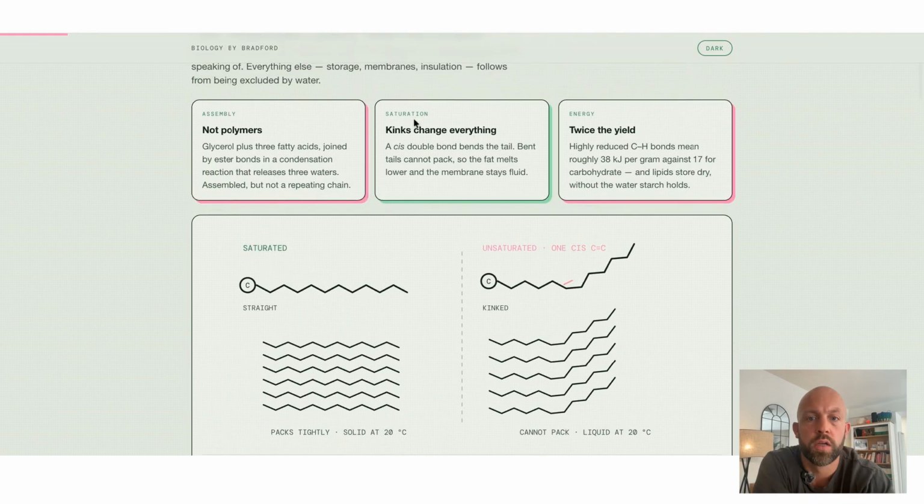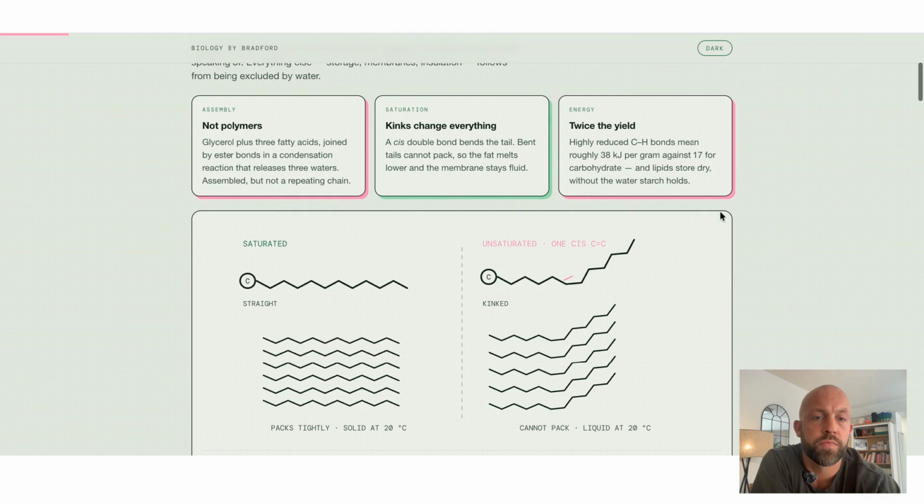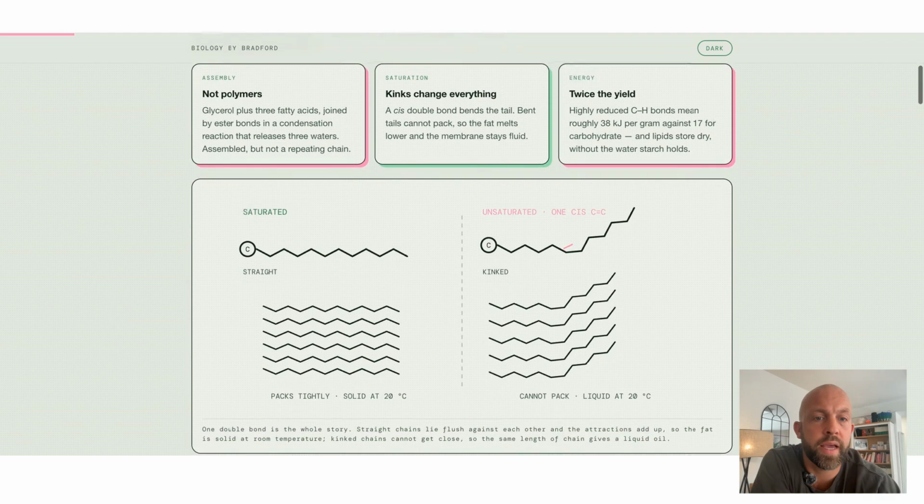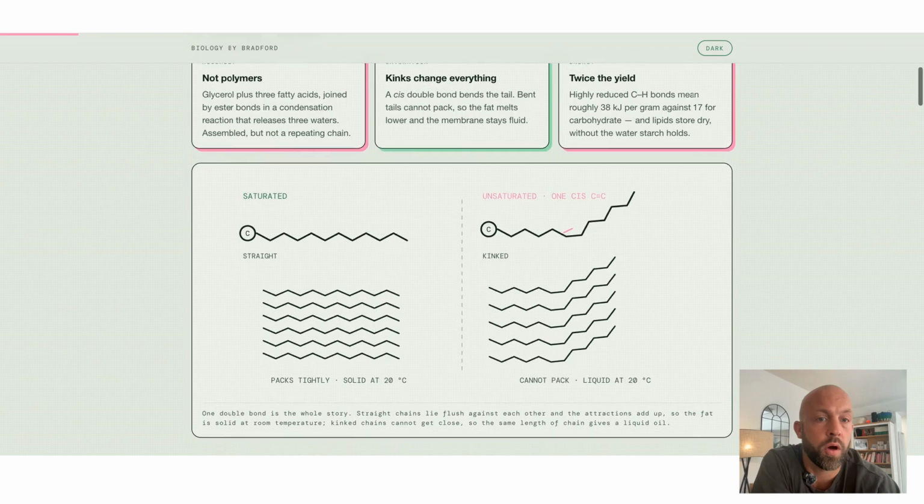Some other things to note is that yes, we don't get polymers. Glycerol plus three fatty acids joined by ester bonds in a condensation reaction that releases three waters. Assembled but not a repeating chain, so they're not true polymers. And then we have twice the energy packed in to what you'd have with a carbohydrate, and they are stored dry.